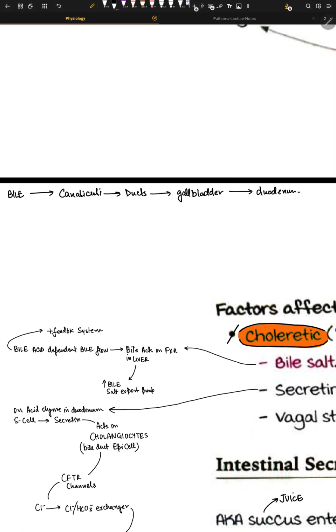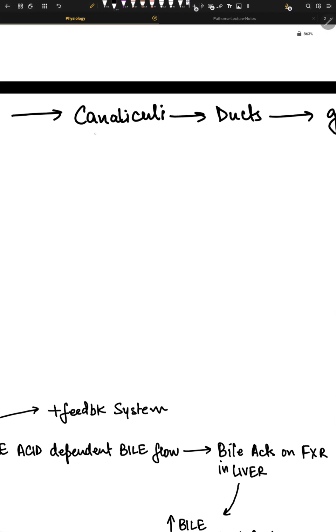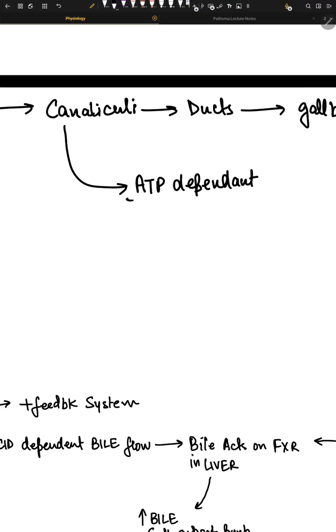So the major components here: first is hepatocytic activities, because hepatocytes are making the bile. Second is bile salts, because they are the components of bile. Third is the canalicular transporters. What are these, by the way? I should tell you. They are actually ATP dependent transporters.